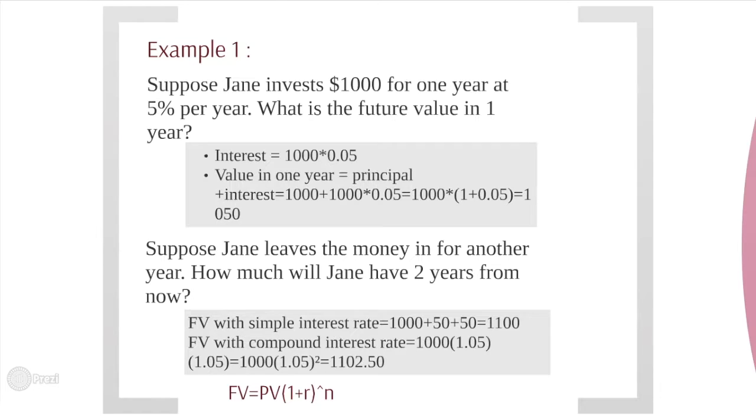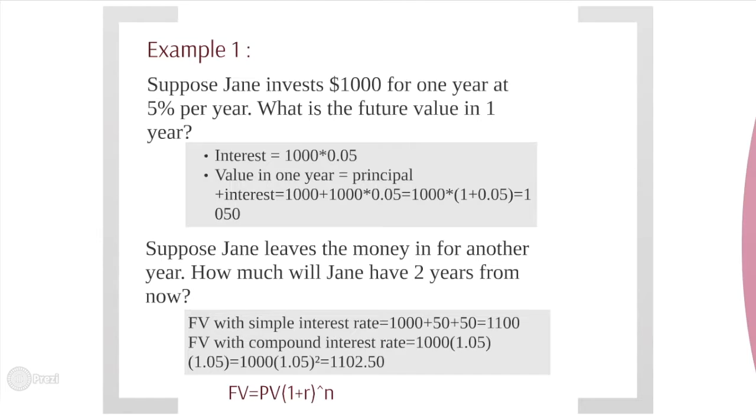1,100. However, for compounding interest, in the second year, interest will be earned not only on the principal of 1,000, but also on the 50 of interest earned. So we need to times the 1.05 again to calculate the future value. So that is the 1,000 times 1.05 to the power of 2, and the future value with compound interest rate will be 1,102.5.